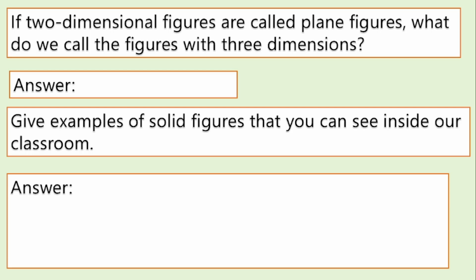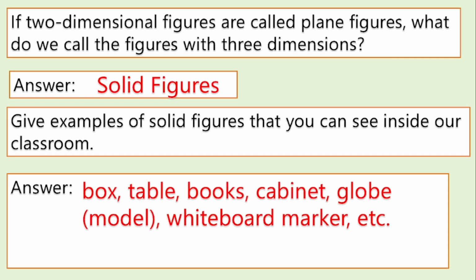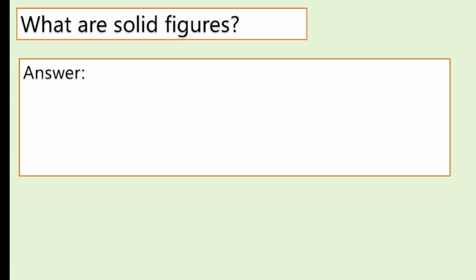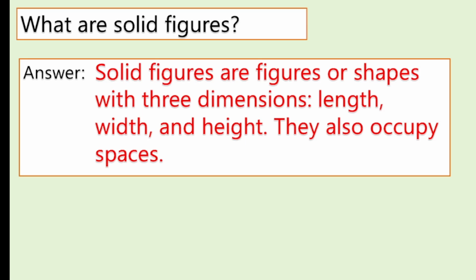If two-dimensional figures are called plane figures, what do we call the figures with 3 dimensions? Answer: solid figures. Give examples of solid figures that you can see inside our classroom. So the answer: what are solid figures? Solid figures are figures or shapes with 3 dimensions: length, width, and height. They also occupy spaces.